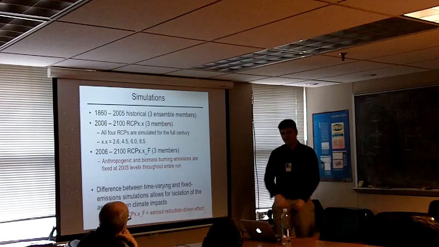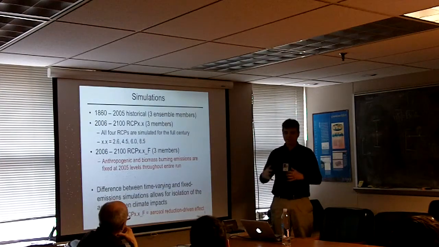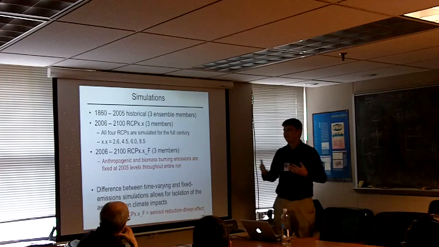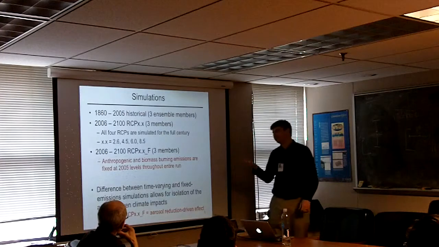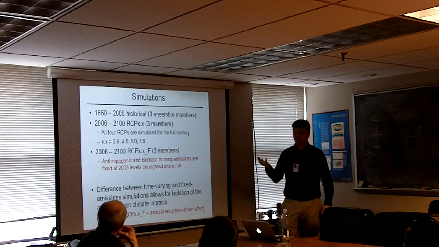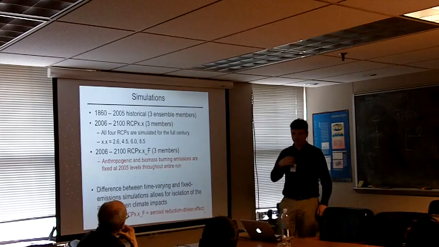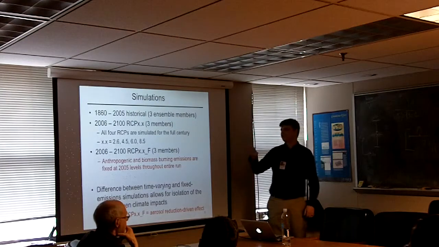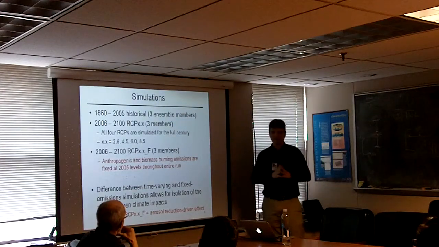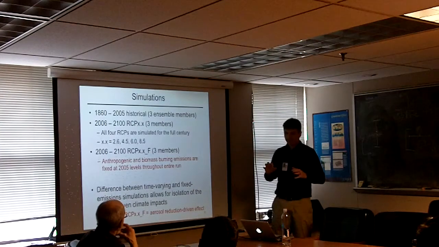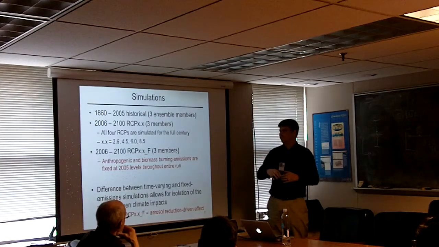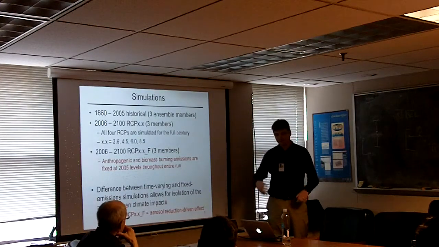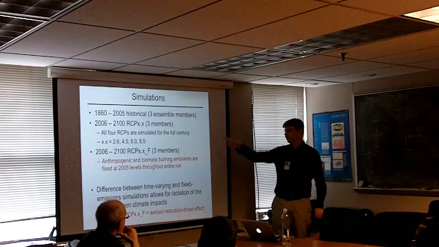Okay, so getting to how I carried out these simulations and how I answered the question of what is the effect of the aerosol-driven reductions on climate. We have the 1860 to 2005 historical runs. These are the same as the CMIP runs, three ensemble members. The runs that I actually did were the 21st century ones, where the emissions are as prescribed in the RCPs, and they're all going down, like I showed in those first few plots. We did that for all the different RCPs.